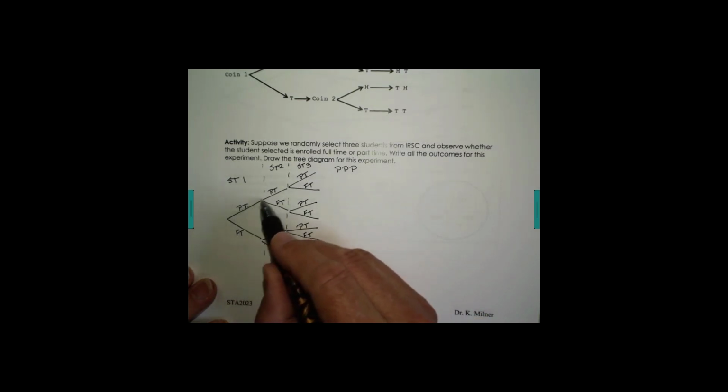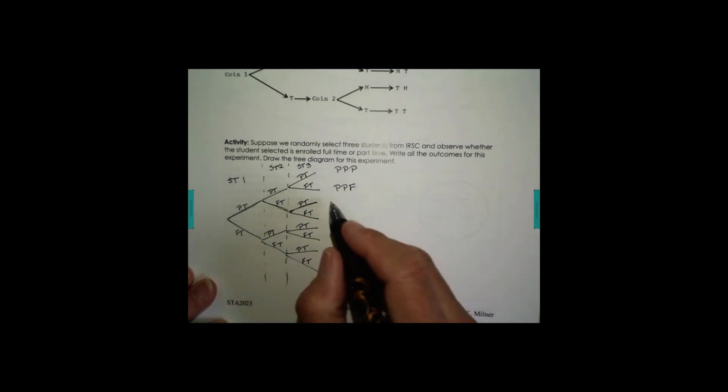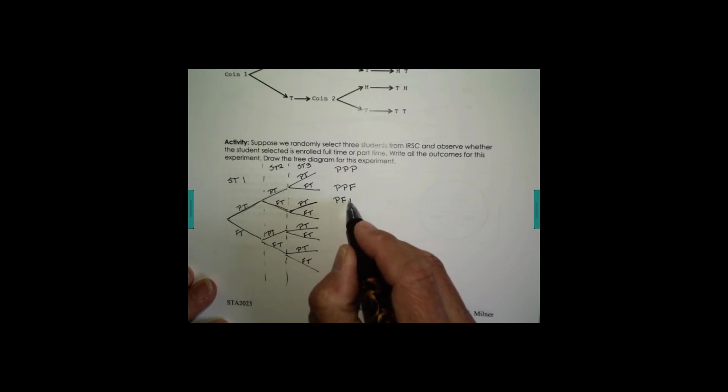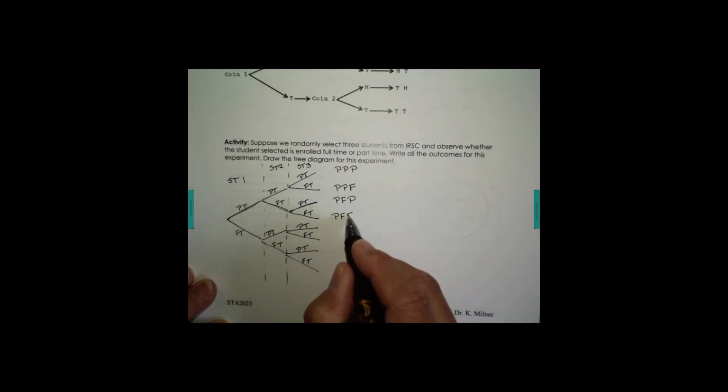Now, what are all the possible outcomes for this selection of these students? Well, it could have been part-time, part-time, part-time. Now, I'm going to represent that with just the first letter. So I'll say the first possibility is 3 P's. The second possibility will follow this chain: part-time, part-time, and full-time. Next, we've got to go down here. We're going to say part-time, full-time, part-time. So I've got P, F, P. And then the fourth one is part-time, full-time, full-time, P, F, F.